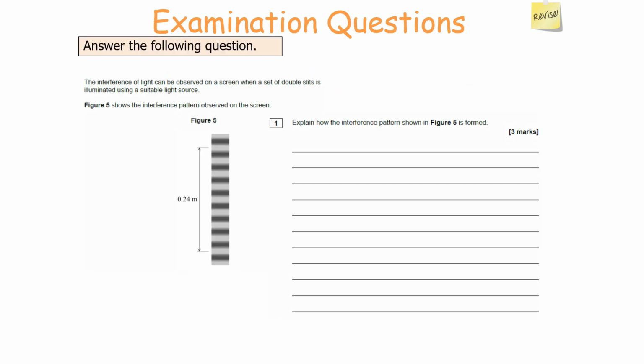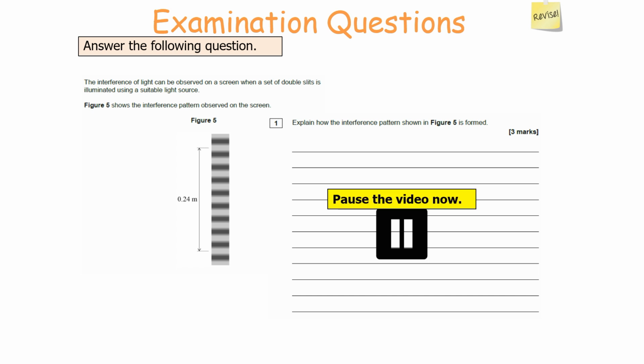Next question. The interference of light can be observed on the screen when a set of double slits is illuminated using a suitable light source. Figure 5 shows the interference pattern observed on the screen. Explain how the interference pattern shown in figure 5 is formed. Pause the video now, then unpause the video when you want to go through your answer.